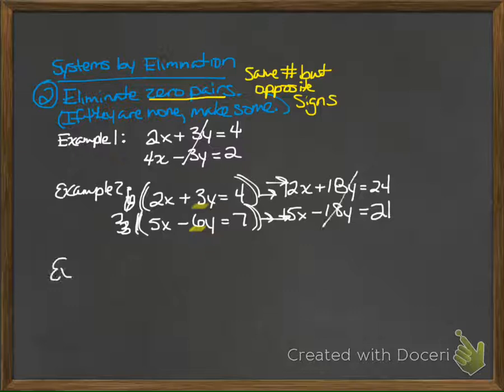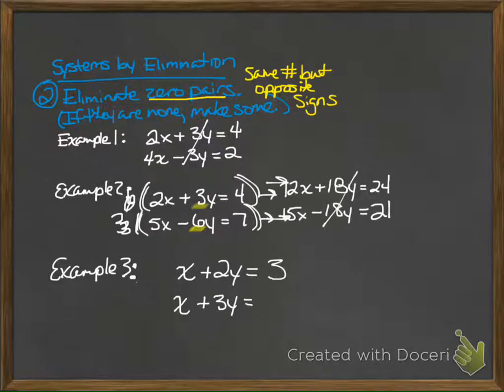And example 3, or scenario type 3. Alright, oops. In scenario 3, or example 3, we have x plus 2y equals 3 and x plus 3y equals 2. Once again, look at the coefficients. Well, we got x and x. What are those coefficients? Well, if you don't see them, remember that those are 1s. And 2y and 3y are the other coefficients.